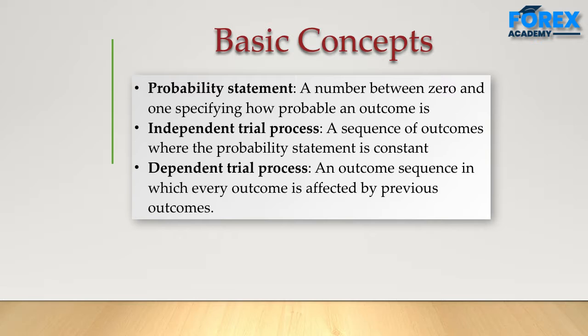While a dependent trial process is an outcome sequence in which every outcome is affected by previous outcomes, this is called sampling without replacement. An example of this type of process is blackjack, where the probability of receiving an ace, or any other card number, is dependent on the cards already on the table.